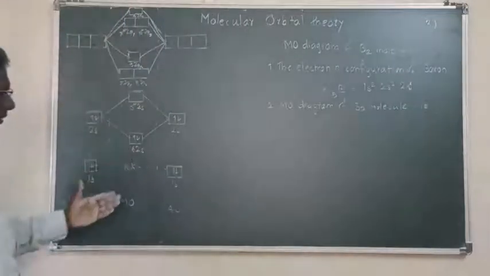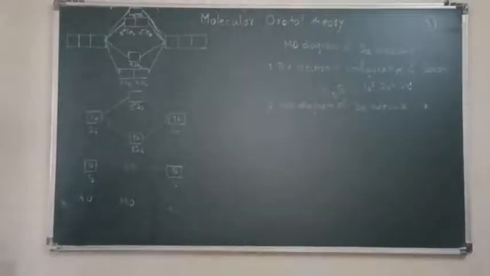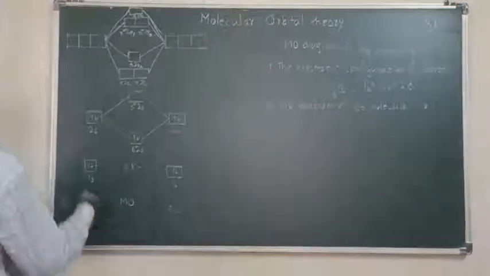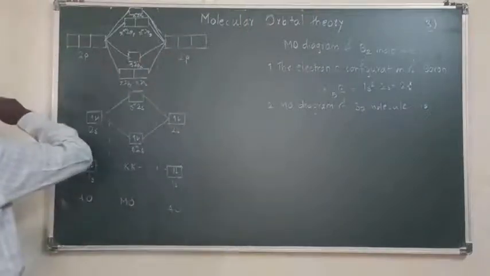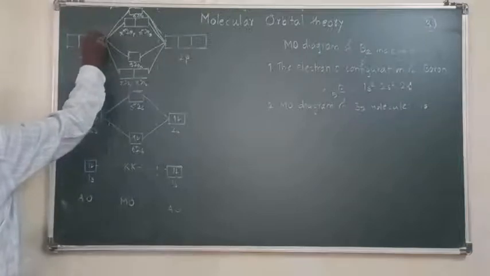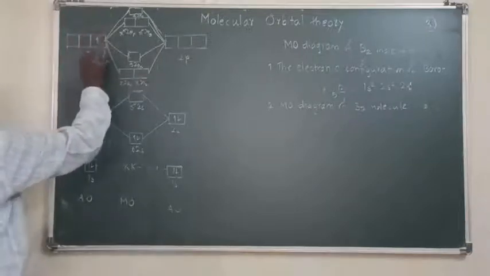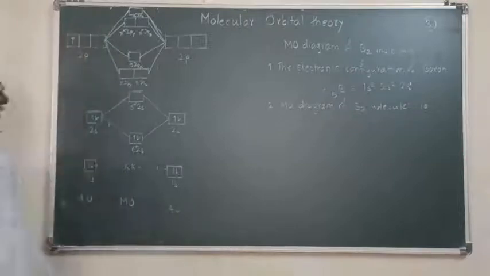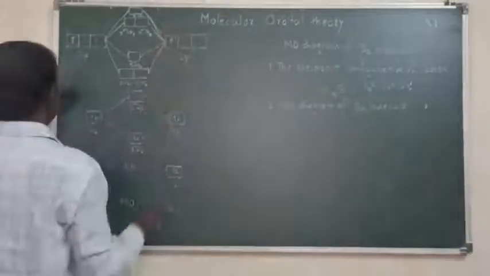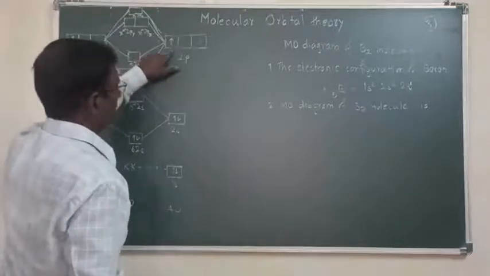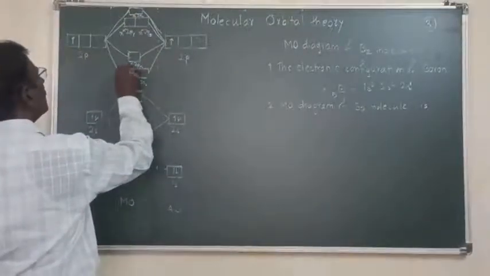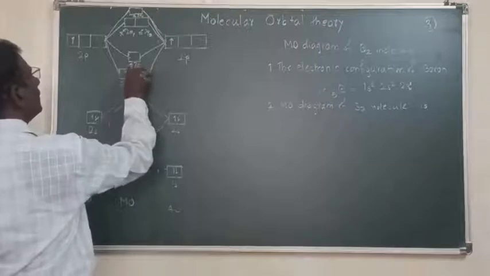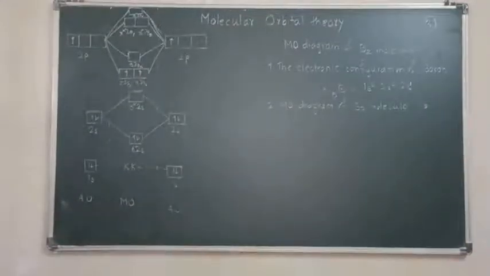In the middle portion, there are bonding and antibonding molecular orbitals, and to the left and right of this diagram are atomic orbitals. This is the 2p atomic orbital of boron atom. Electrons are filled like this. This is the 2px, this is also 2px. Then electrons are filled 1, 1, 2. Electrons are filled first singly, then pair.